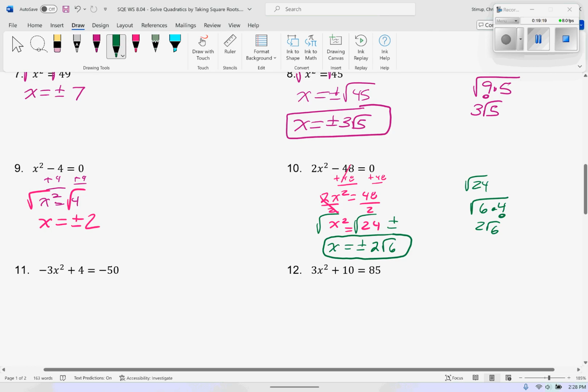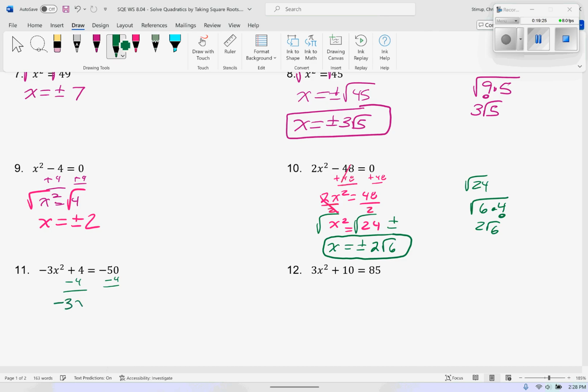All right, ready? Number 11, what should I do to start it? Minus 4 both sides. Still with me? That's negative 54. Agree? What should I do next? Not root yet. I got to get the x's by itself. Negative over negative is what? Positive. How many times is 3 going to 54? What's 54 divided by 3? Is it 18? Yeah. All right. Am I ready to go root?